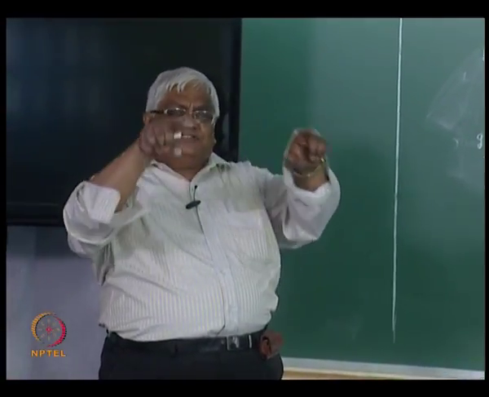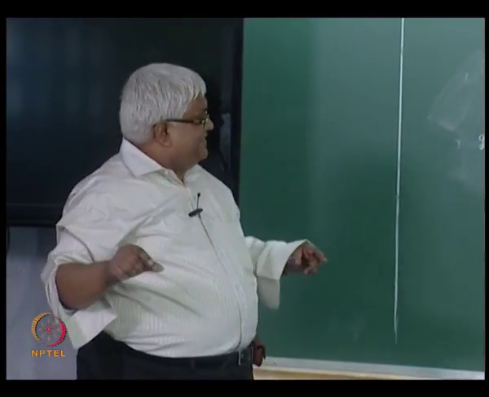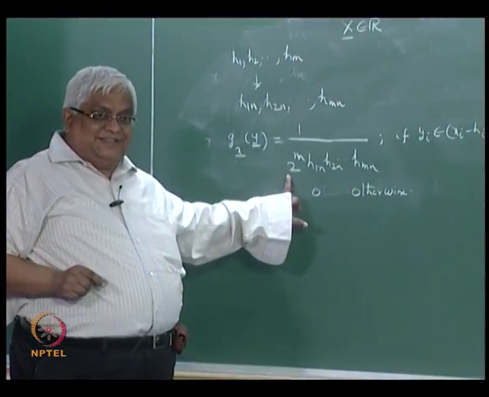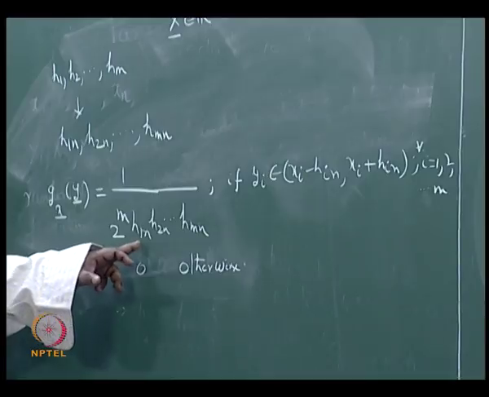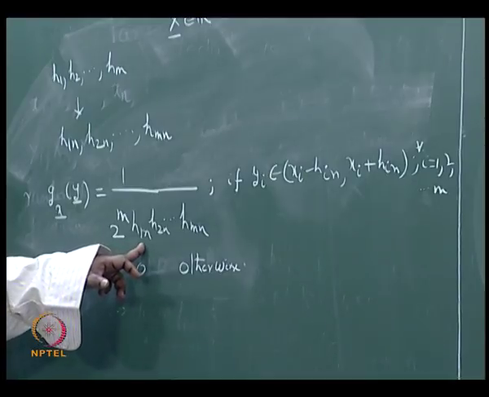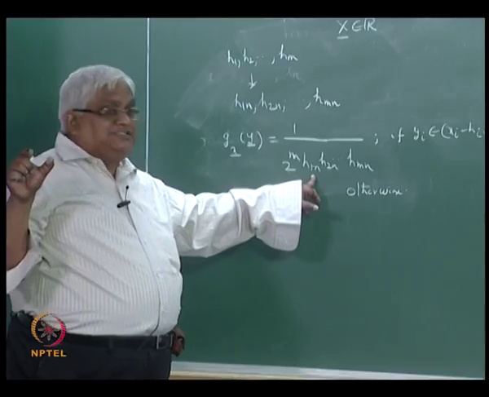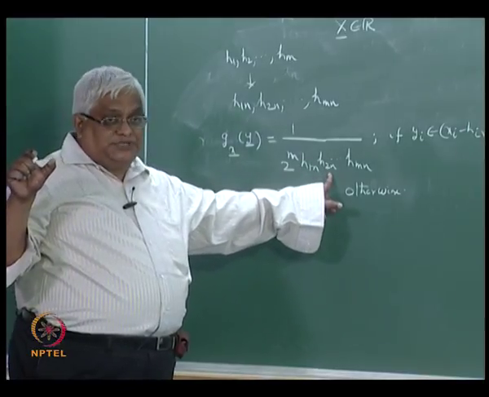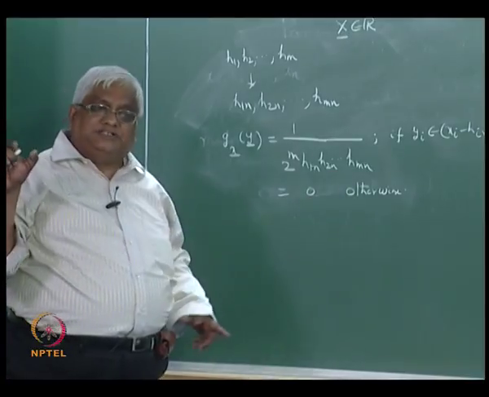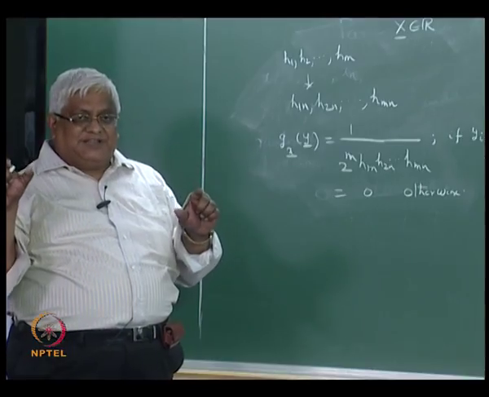So, here also you are considering a window, and what is this? This is the volume. This is the volume of an m dimensional rectangle, where the first side is 2 h 1n, the second side is 2 h 2n and the mth side is 2 h mn.